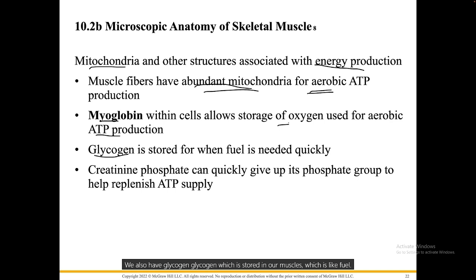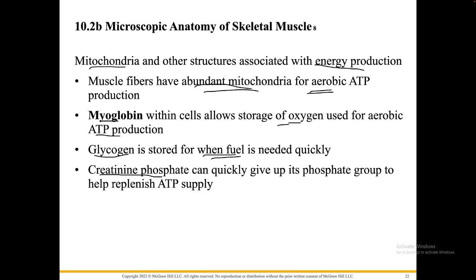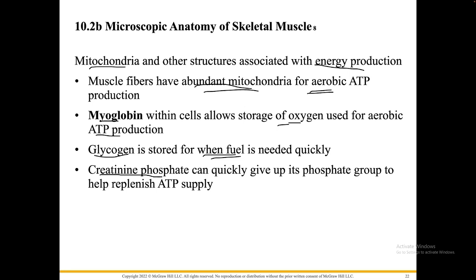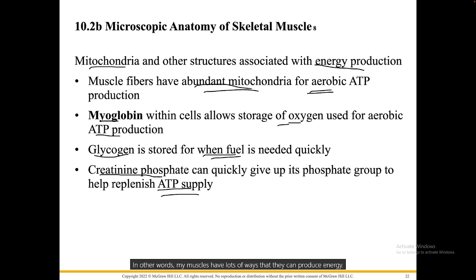We also have glycogen, which is stored in our muscles, which is like fuel. It's like a shot of pre-workout or a shot of caffeine. Another thing our muscles have is creatine phosphate. It's right there in the muscles so that we can go through that phosphorylation and change that ADP into ATP. In other words, my muscles have lots of ways that they can produce energy.